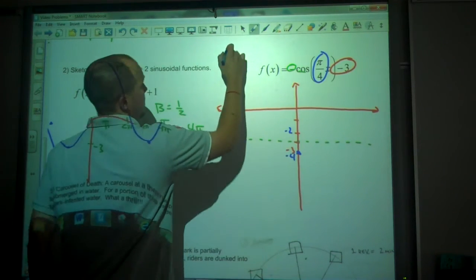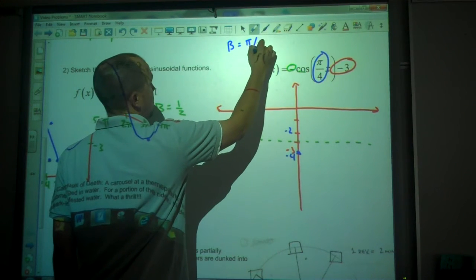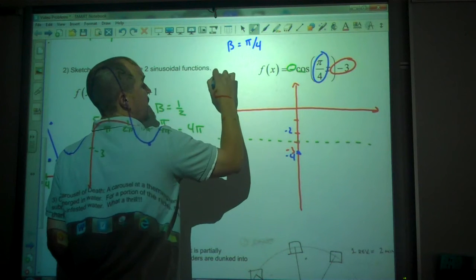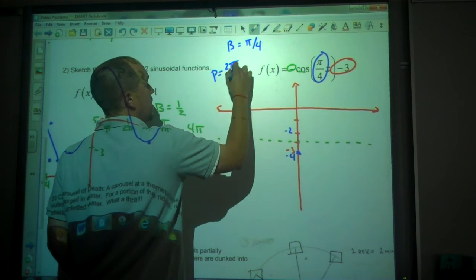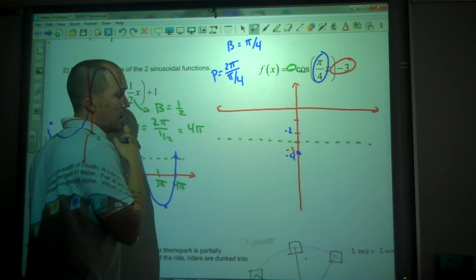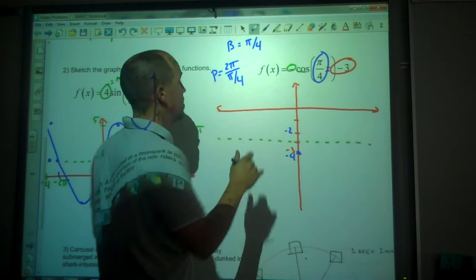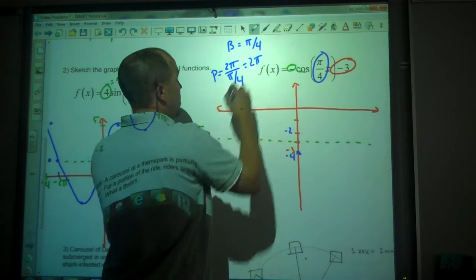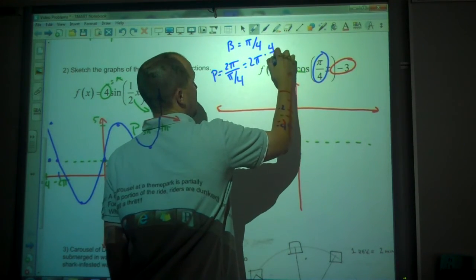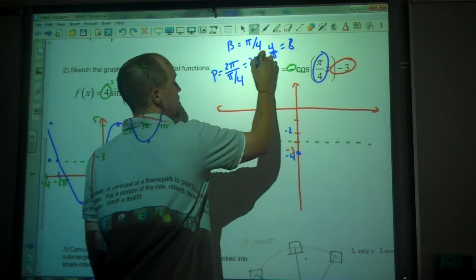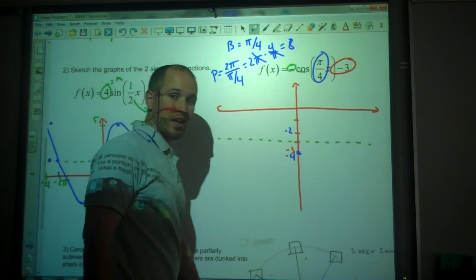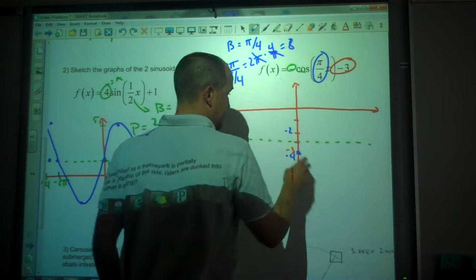And then if b is pi over 4, then the period is going to be 2 pi divided by pi over 4. A little bit of math will allow us to find it. If I'm dividing by pi over 4, it's the same as multiplying by 4 over pi, which is 8. So the pi's cancel out. So it has a period of 8.